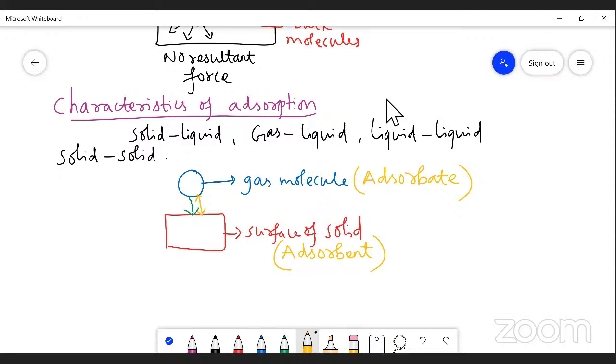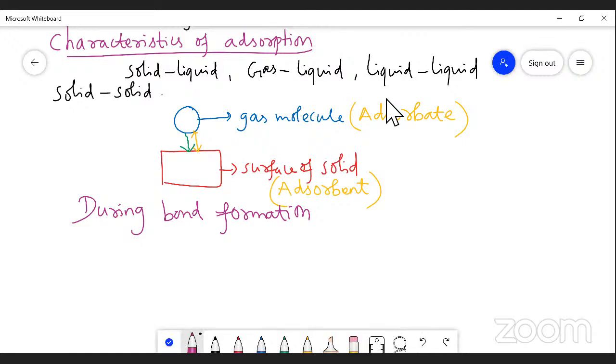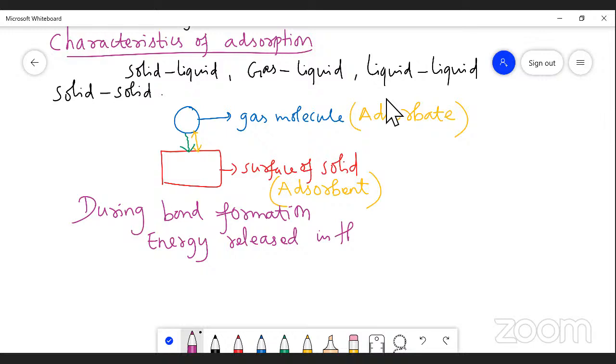So during the bond formation, we should talk about what happens to the energy. What happens to the energy during bond formation? We know that when a bond is formed, a certain amount of energy has to be liberated in the form of heat. So whenever energy is released in the form of heat, this reaction comes under the category of an exothermic reaction.